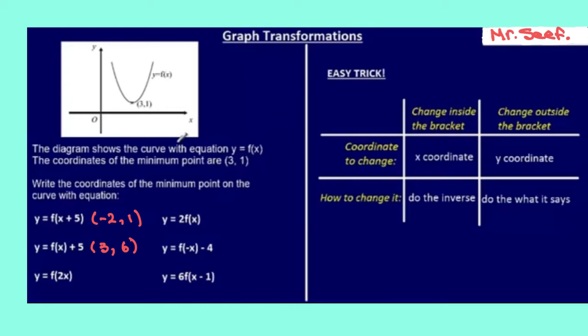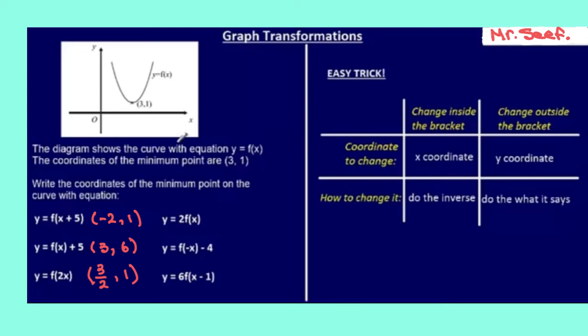The third one, y equals f of 2x. Well, it's change inside the bracket. So that means we're going to change the x coordinate. How is it going to change? We're going to do the inverse. Well, the inverse of times by 2 is divide by 2. So we change the x coordinate, we divide 3 by 2, so we get 3 over 2. I'm going to leave it as a fraction. Everything else stays the same. So the new coordinate is 3 over 2, 1.